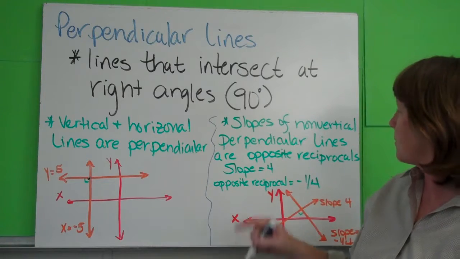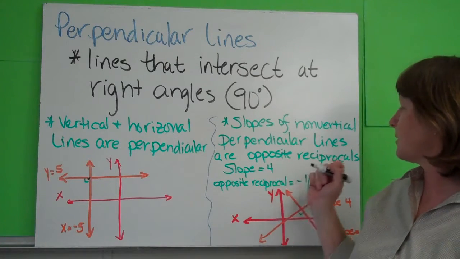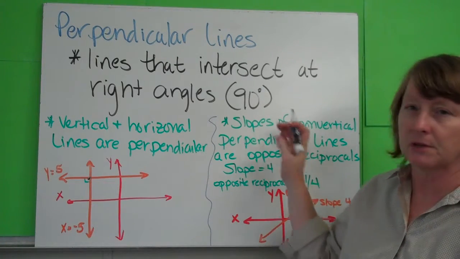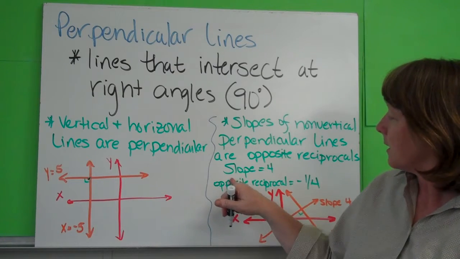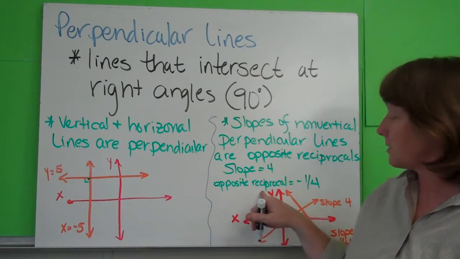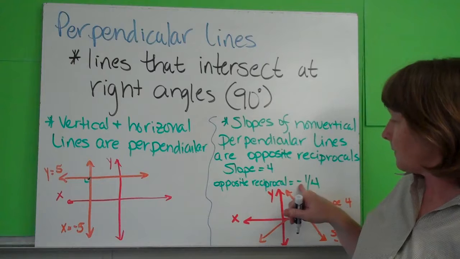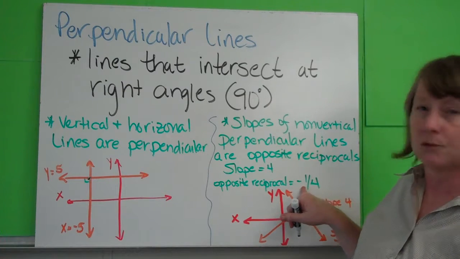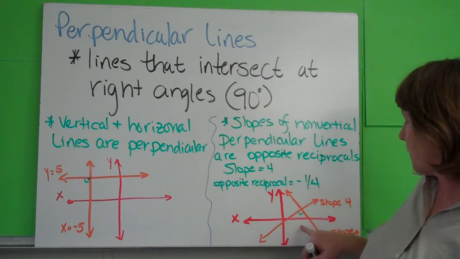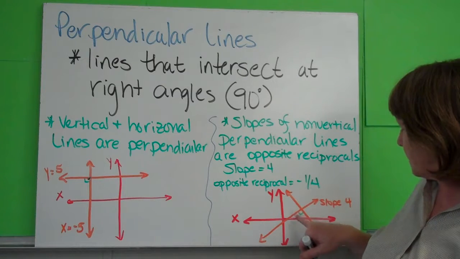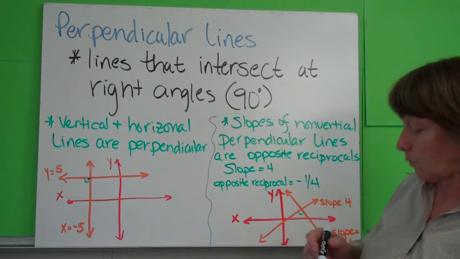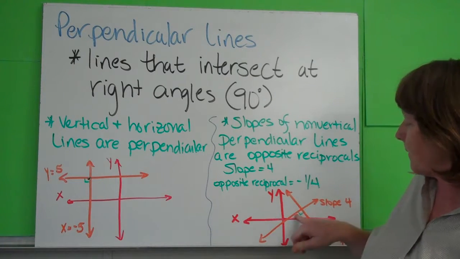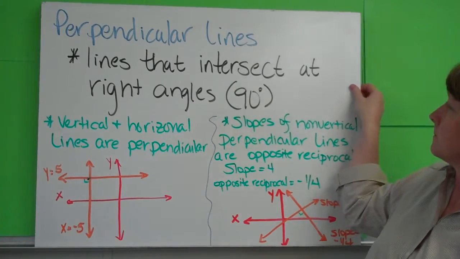Slopes of non-vertical perpendicular lines are opposite reciprocals. Okay, so these slopes are the opposite reciprocal. If a slope is 4, the opposite reciprocal is negative. That's the opposite part. The reciprocal is 1/4. So if we look at this, this is a slope of 4 and this is a slope of -1/4. And we do have a right triangle right here.